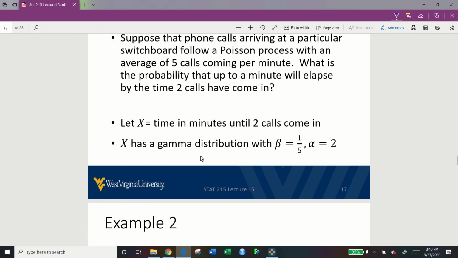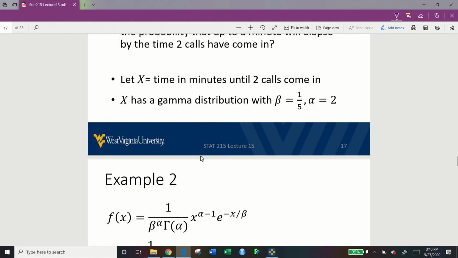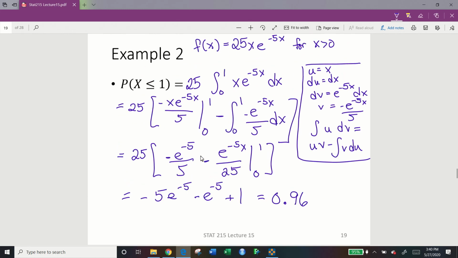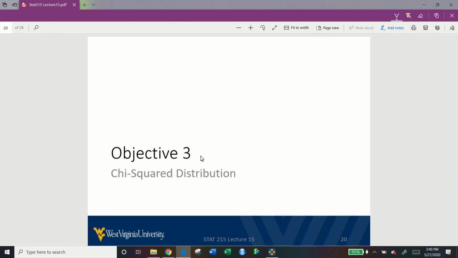All right, very good. So the answer to the question, what is the probability that up to a minute will elapse by the time 2 calls have come in? The answer: 96%. Whew, very good. Okay, so this leads us to talking about the chi-square distribution.